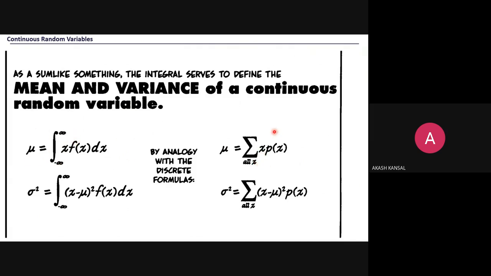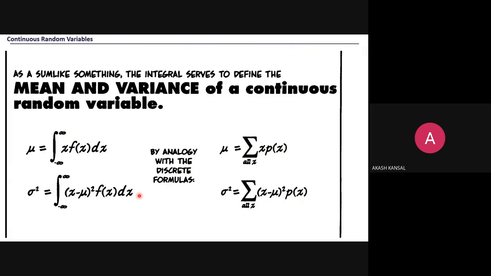For a discrete variable, you had x p(x), where you would sum it for all the x. Small x is basically all the values of the random variable capital X. And in discrete, we had the variance as (x minus mu) squared into p(x), which we would sum for all x.